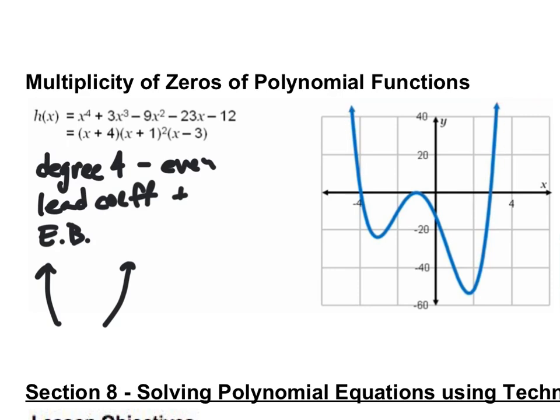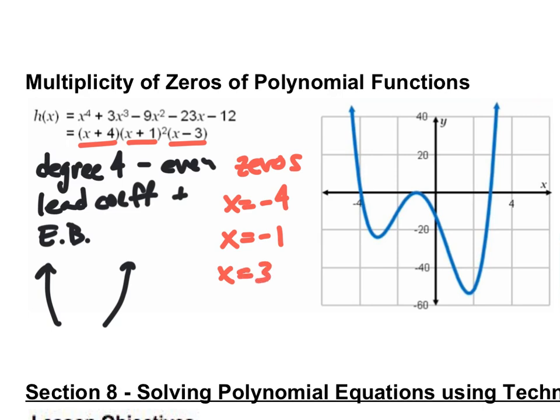Now what they have is x plus 4, so you have a zero. Your zeros are at x equals negative 4, and then you have x equals negative 1, and then x equals positive 3. Now your multiplicity here is 1. You have an exponent of 1, so you're only multiplying that factor once. Notice how it goes through at that value.